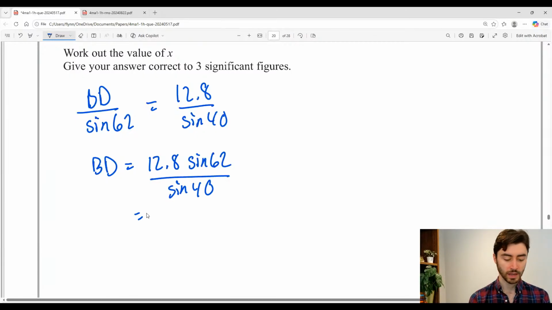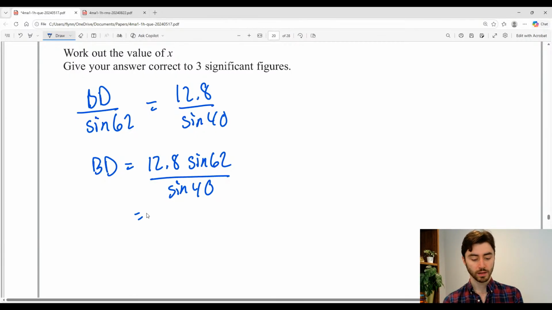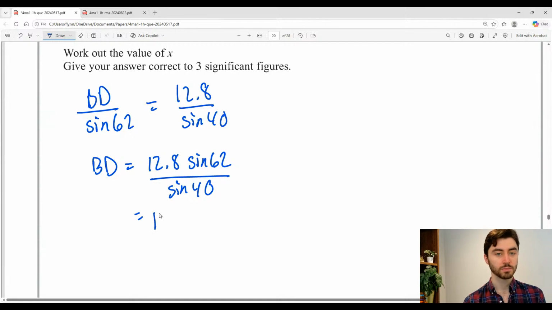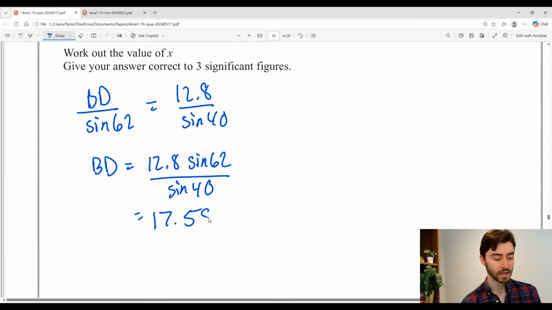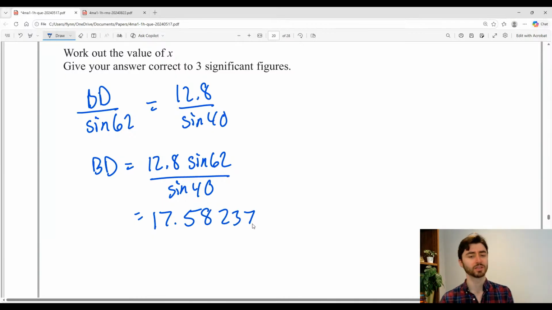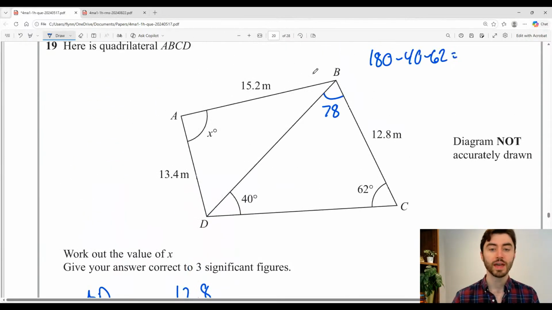And that will give me an answer, 12.8 sine 62 all over sine 40 gives me, and because I want my answer correct to 3 significant figures, I need to make sure this is correct to at least 4, not 3. If you make it correct to 3, that might introduce a rounding error, which makes you wrong in the final answer. So try and make any answer on the way as precise as possible. So I'll even give it super precise like that. So that is BD.